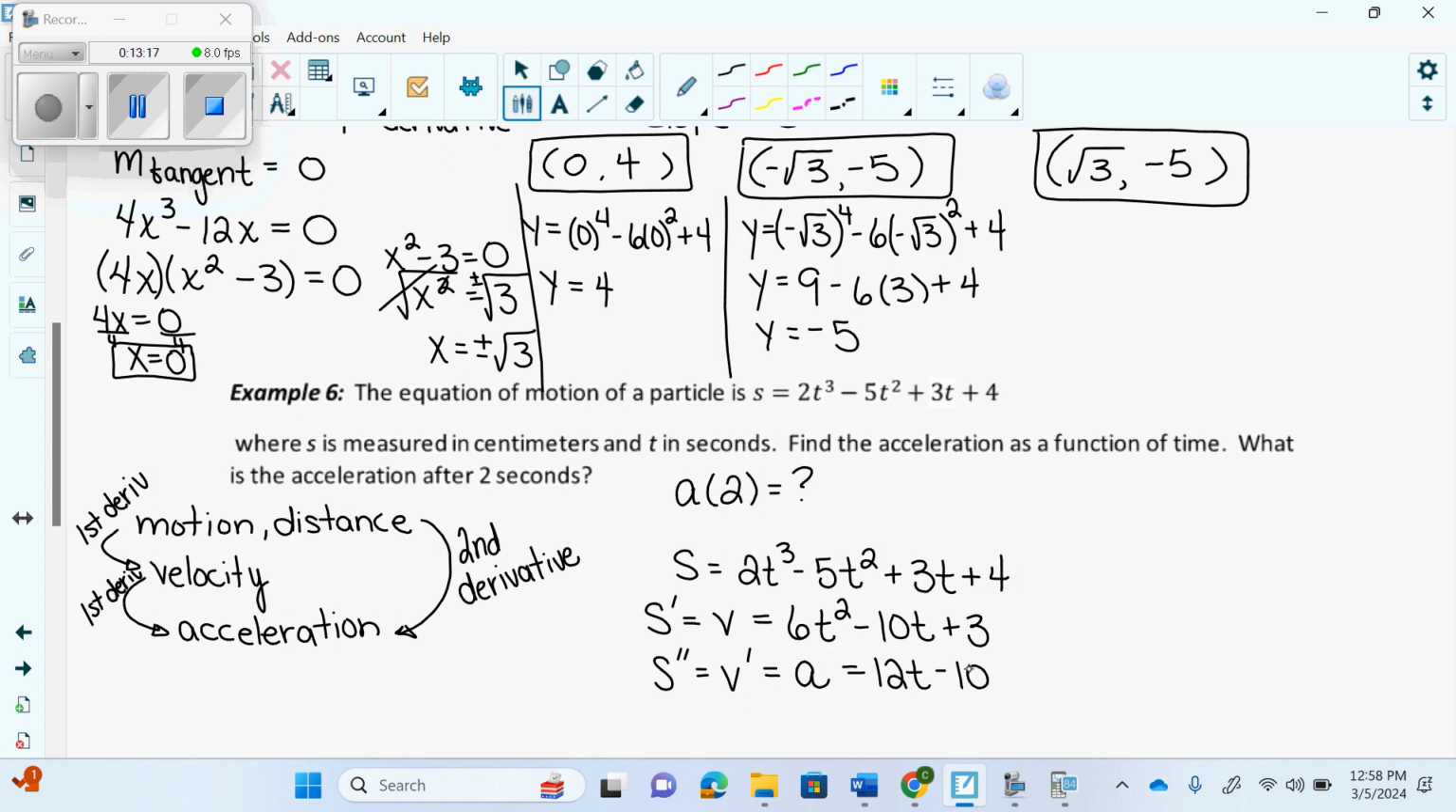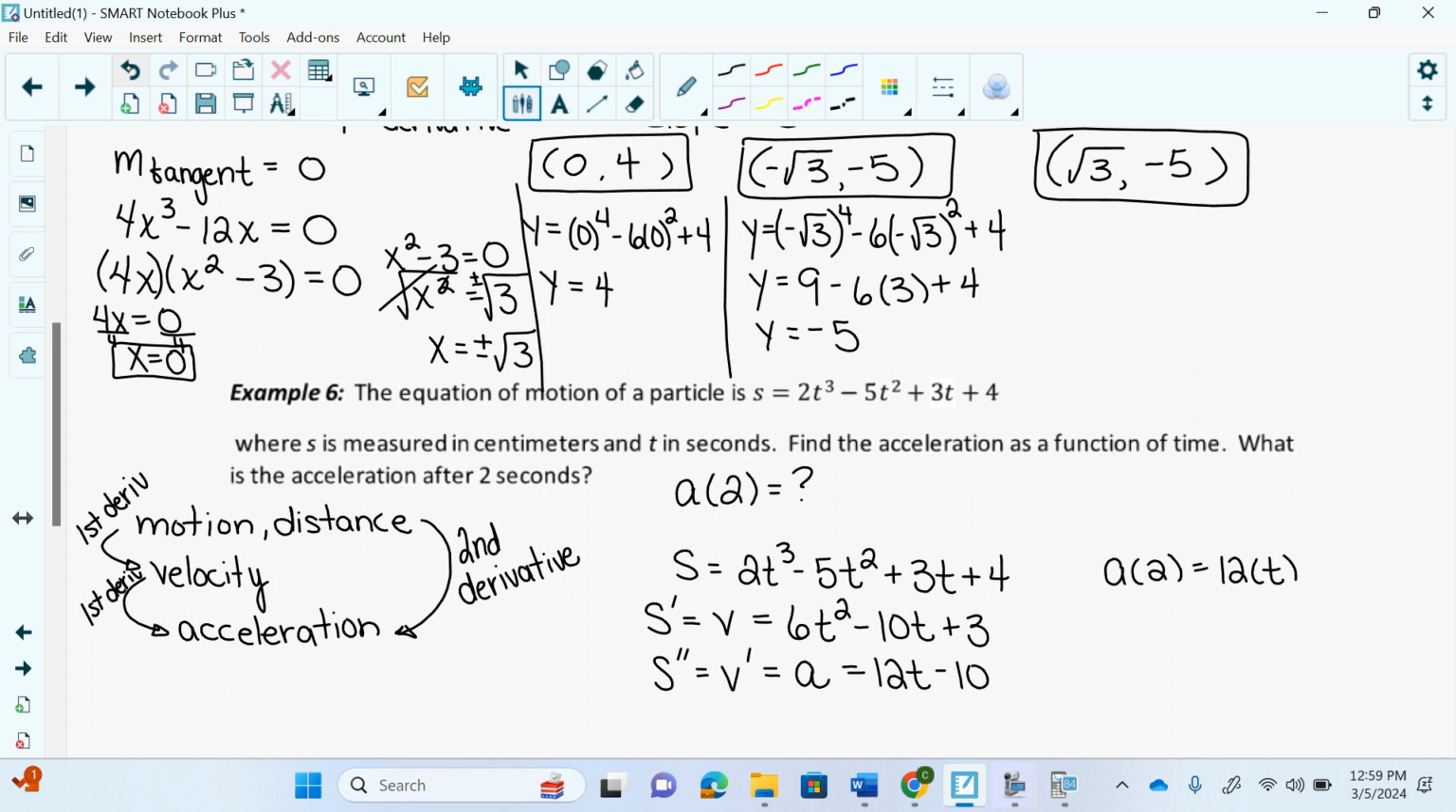Now what we want is acceleration at 2. So what am I going to have to do? You're substituting the 2 in for t. Once you have the acceleration formula, it's easy. You guys are all not speaking, but every single one of you knows that that's what you're supposed to do. So if I do a of 2, it's going to be 12 times 2. That is not a 2, that is a t. A of 2 equals 12 times 2 minus 10, which is what?